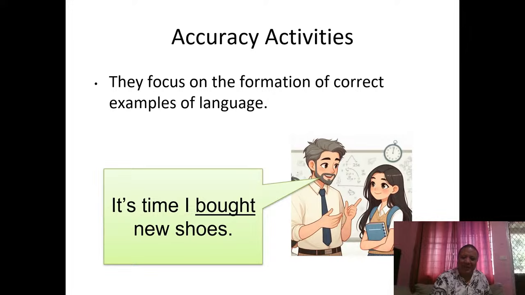So you say, it's time I bought new shoes. You don't say, it's time I will buy new shoes. Or it's time I buy new shoes. You say, it's time I bought new shoes. Okay? So accuracy activities focus on the formation of correct examples of language. Again, this sounds like behaviorism and audiolingualism. Correct practice.